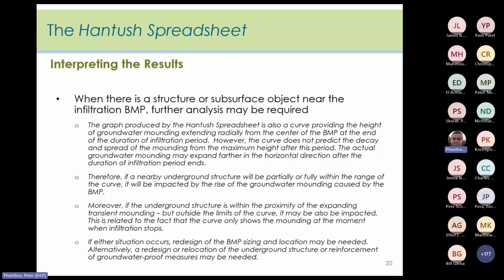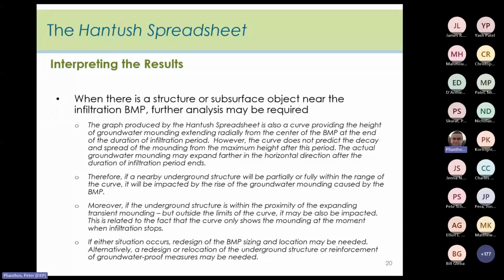There are some limitations associated with how the hand-touch spreadsheet operates. The graph produced by the spreadsheet is comparable to a snapshot in time of the mounding that occurs at the end of the duration of infiltration period. Since it's a snapshot, it does not depict what happens over time, as the mounding height decays and spreads out. During decay, while the maximum mounding height under the center of the basin will reduce, the mounding will expand into the horizontal direction and potentially cause the tails of the mounding curve to rise higher than the height at the beginning of the decay.